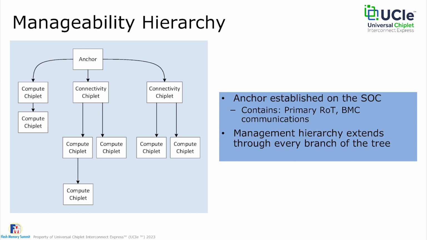Okay, so this is just another quick overview of the manageability hierarchy, right? So how do you even manage? You have to establish an anchor. So there's some die, let's call it an anchor die. That anchor die has the primary root of trust, and it has the BMC communications, right? So it's going to communicate with the system, and that's where all your security protocols, everything gets established. It then extends the management hierarchy through all branches of this, right? And this could be a tree, could be a star, but everything originates from that anchor.